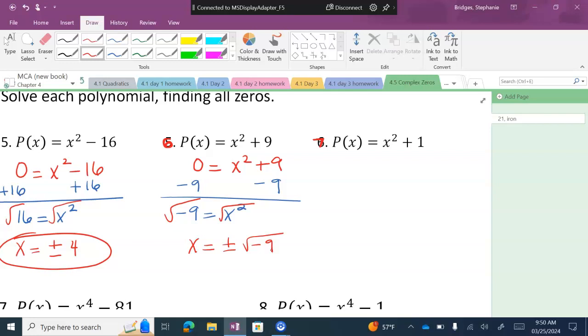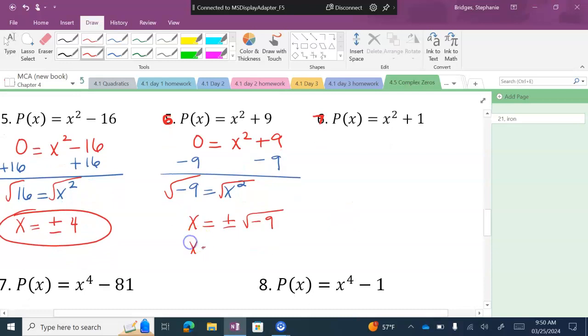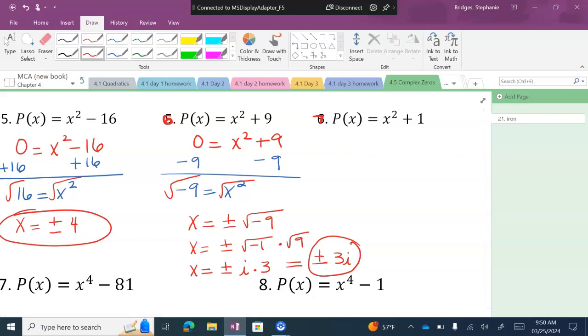Okay, that's going to represent my two answers. When we solve this, think way, way, way back. What we did was we separated it into the square root of negative 1 times the square root of 9. And what did we learn that the square root of negative 1 was equal to? i. What is the square root of 9? 3. So it's plus or minus i times 3, which the best way to write that is just plus or minus 3i. That will be my two solutions for x. A positive 3i and a negative 3i.